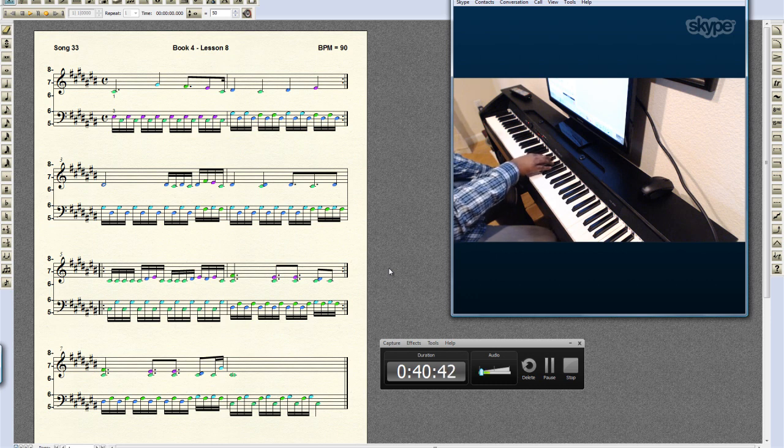1, 2, 3, 4, 5, 6. 1, 2, 3, 4. 1, 2, 3. 1, 2, 1. There you go. Go back to normal counting again and see if you can get it.